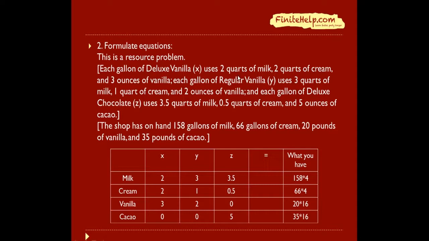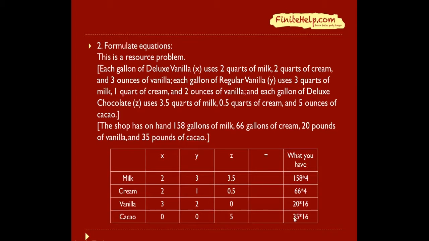So deluxe vanilla, which is X, uses 2 quarts of milk, so here's 2X. 2 quarts of cream, 2X for cream. 3 ounces of vanilla, 3X for vanilla. It doesn't use any cocoa, so it's going to be 0X for the cocoa equation. And in the same way, you fill the rest: 3Y milk, 1Y cream, 2Y vanilla, and again 0Y cocoa, and for Z, 3.5Z milk, 0.5Z cream, and 5Z cocoa.